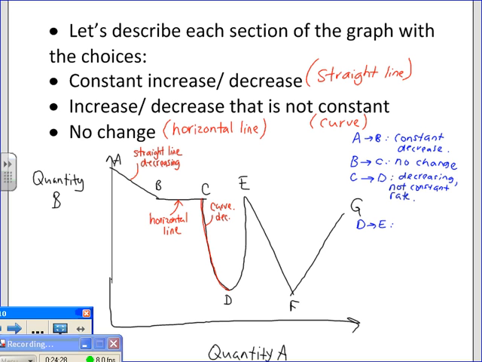We're coming back up a curve now. So again, this time, same idea. We have a curve, but this is an increasing curve. I see that I'm going uphill. So quantity B is increasing with quantity A. But again, it's not constant. So this time quantity B is increasing, and it's not a constant rate.